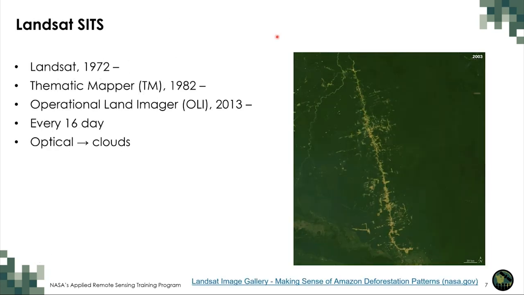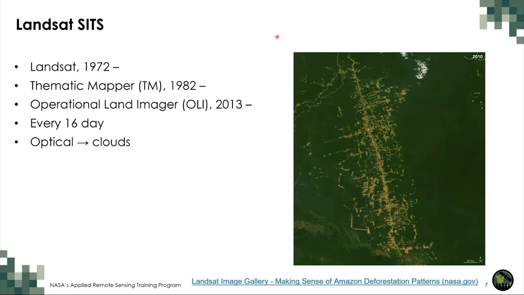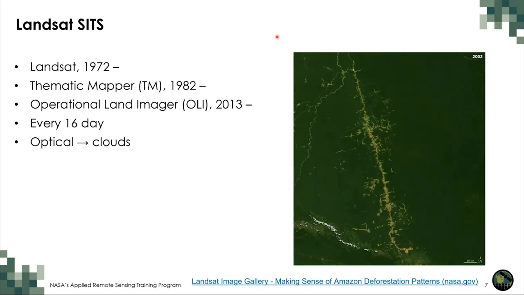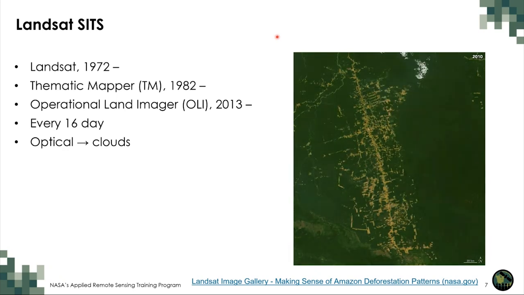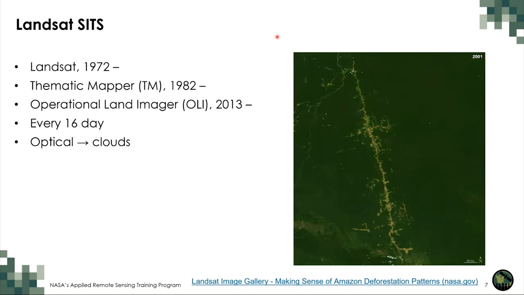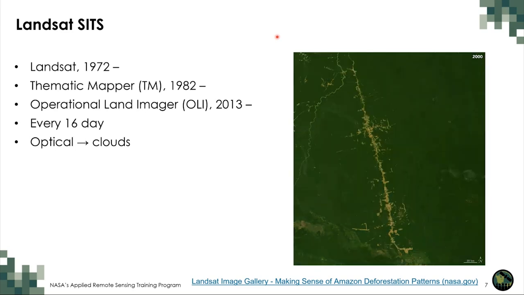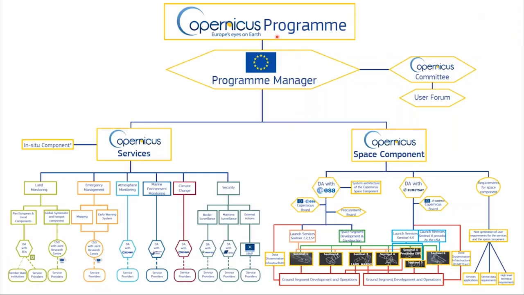So I already mentioned several times, everything happened with Landsat. With Landsat in 1972, we have an image of every area on the land every 16 days. However, Landsat is an optical satellite, and optical satellites are very much affected by clouds. This can cause difficulties when we are doing time series analysis. Therefore, there have been many initiatives to densify those time series, to make them, let's say, weekly or even daily time series. And the European Union has launched the Copernicus program.